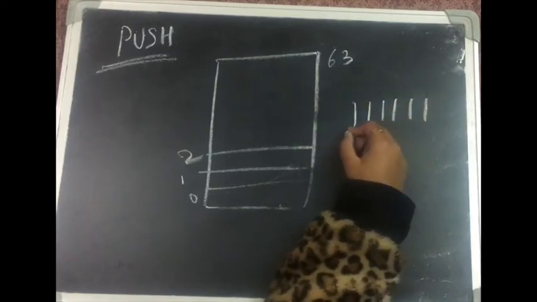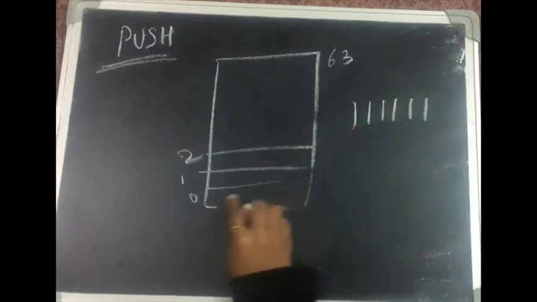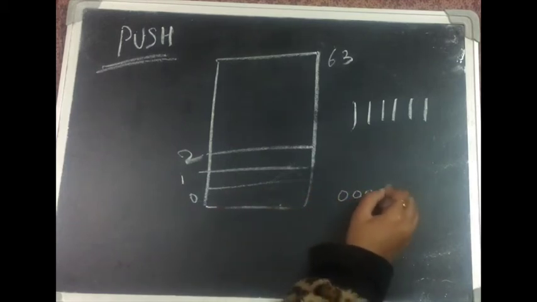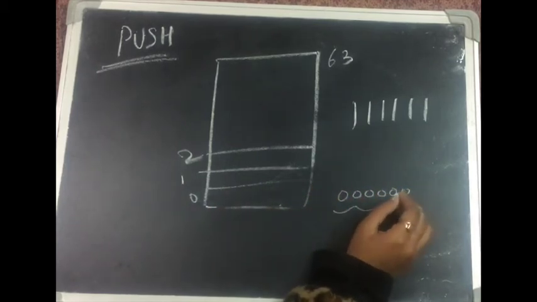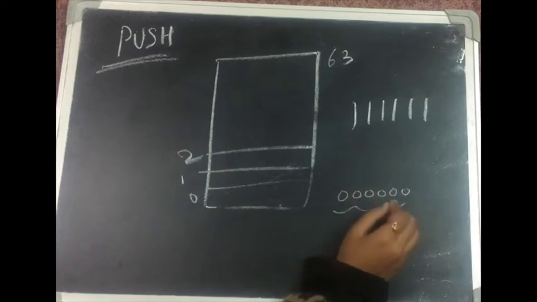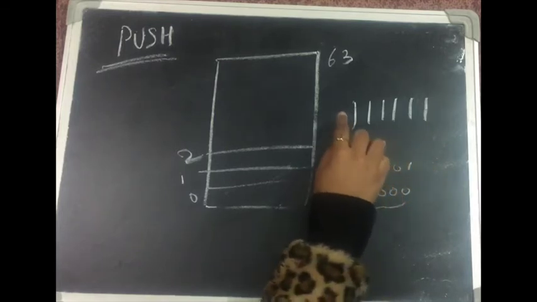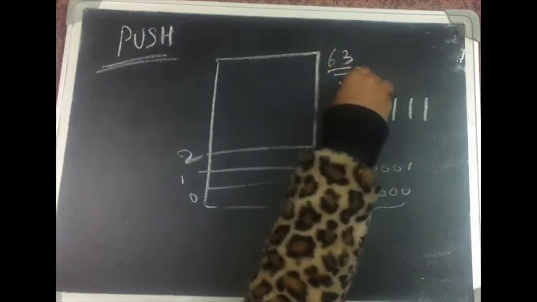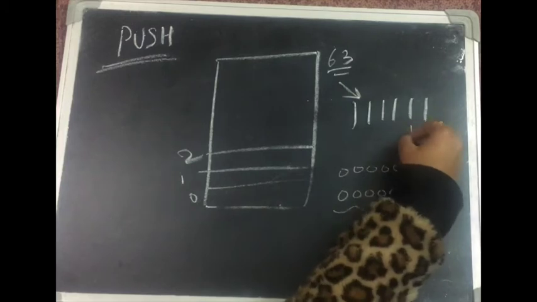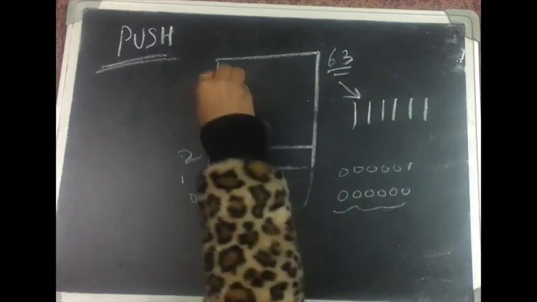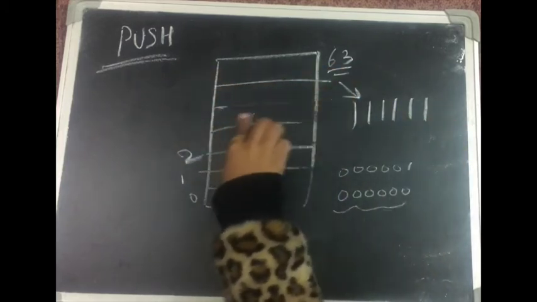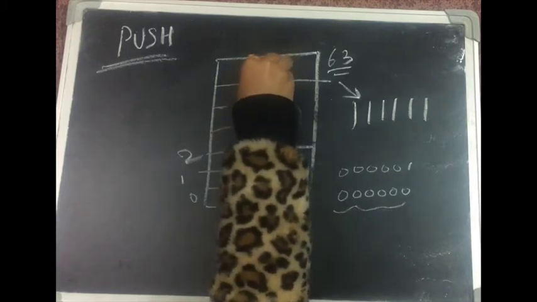So what happens is, when you reach here, this means it is 000000. Suppose the word can contain only 6 bits. So when it goes to 1, it becomes 000001, then 2, and so on. When it reaches 63, it reaches up till here. Now suppose the stack has reached this element, x.